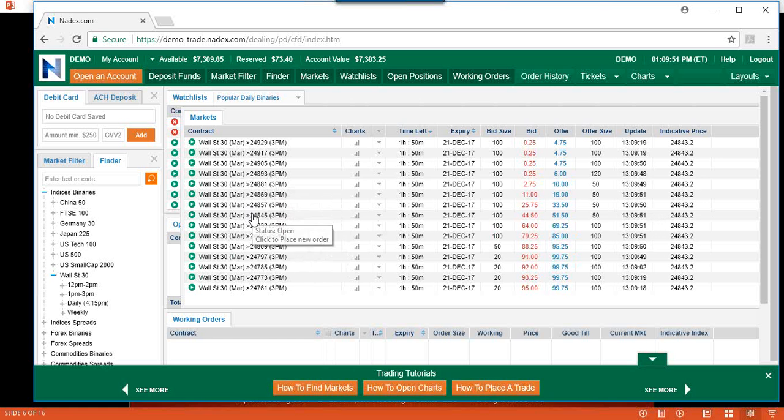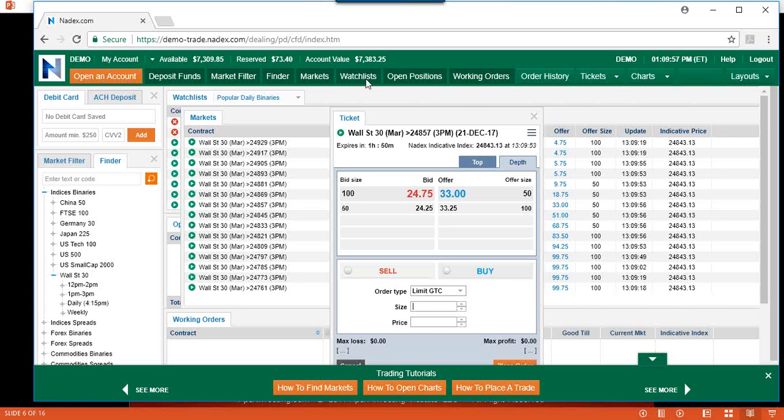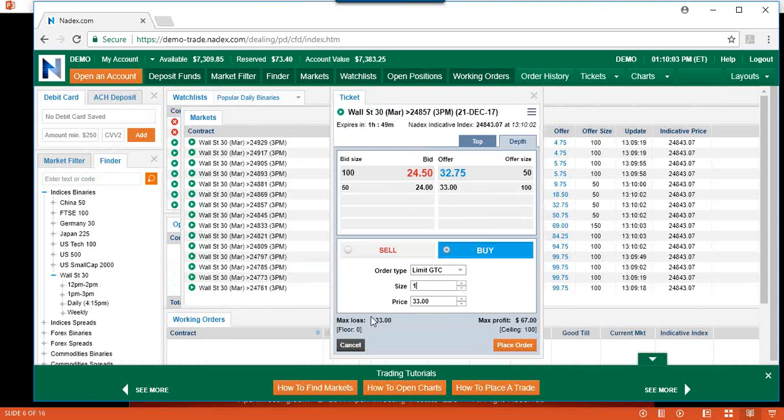Now, if I were to buy this binary right here, okay? Let's just do a quick little example here. If I was to buy this binary right here, I'd buy the binary for $33. Because what is a binary? It's just a statement, right? That the Wall Street 30 will expire greater than 24,857 at 3 p.m.